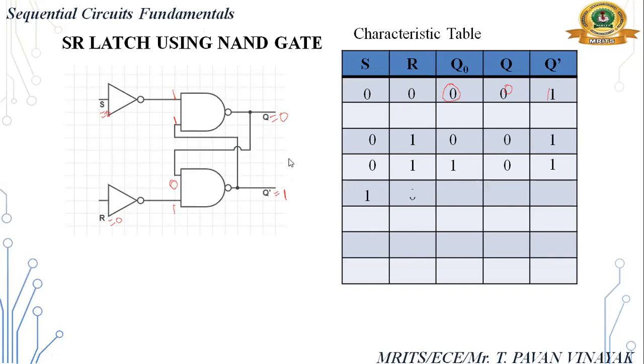So that is the previous value, right? Now I am taking 1 0. For 1 0, previous value is 1. So I am taking 1 here. S is equal to 0, R is equal to 0. Q value is 1. So 1 1 means Q bar is 0. This will come here. 0 0 means Q value is 1. So we get the previous value.